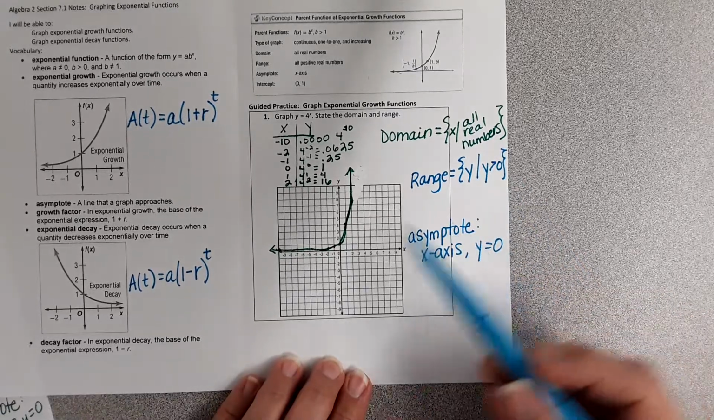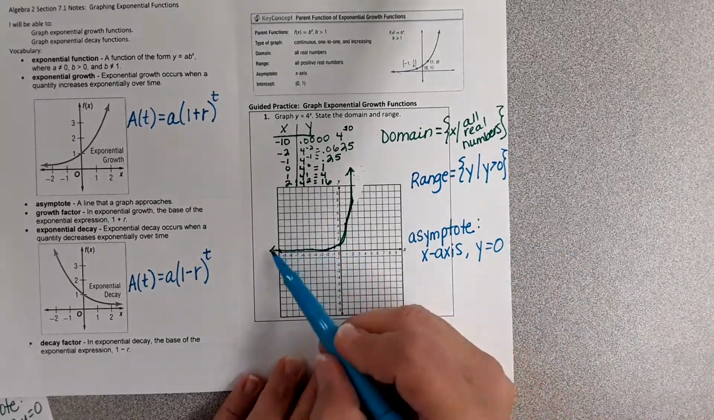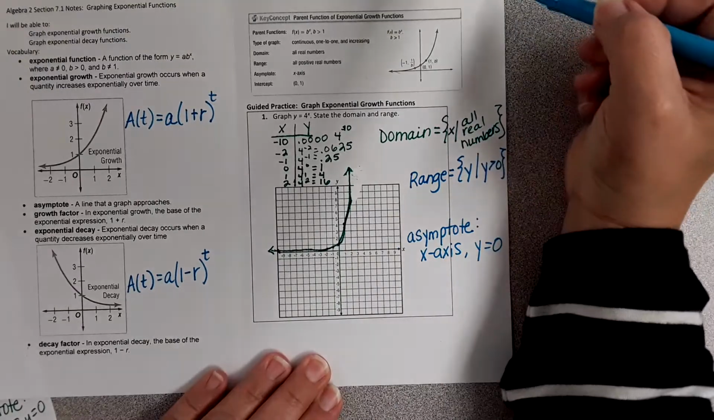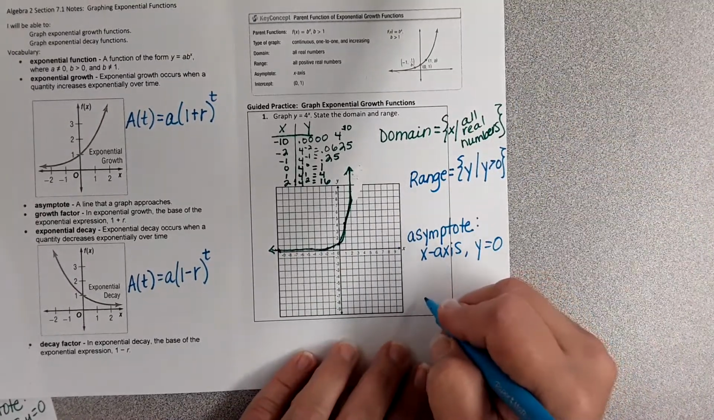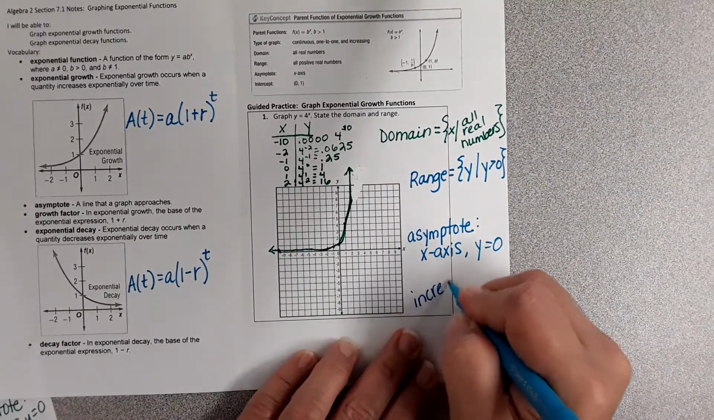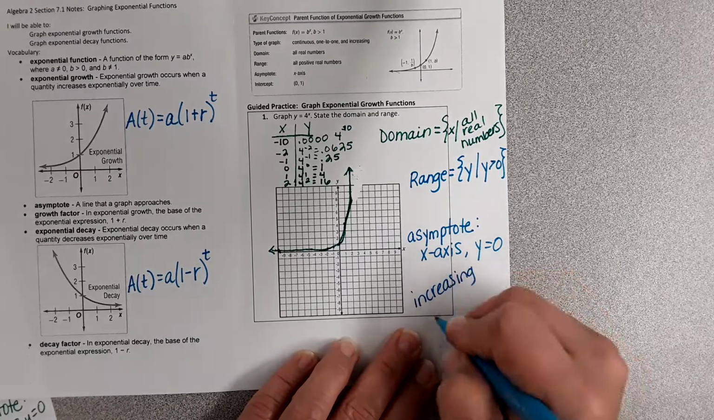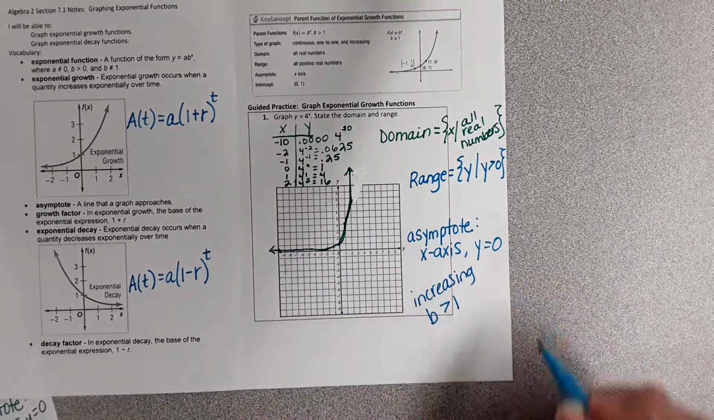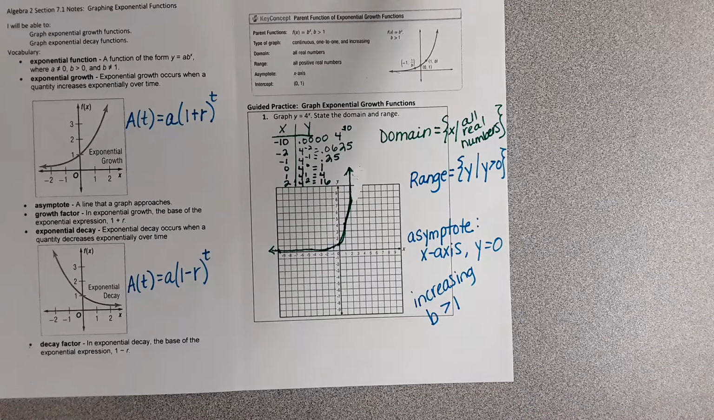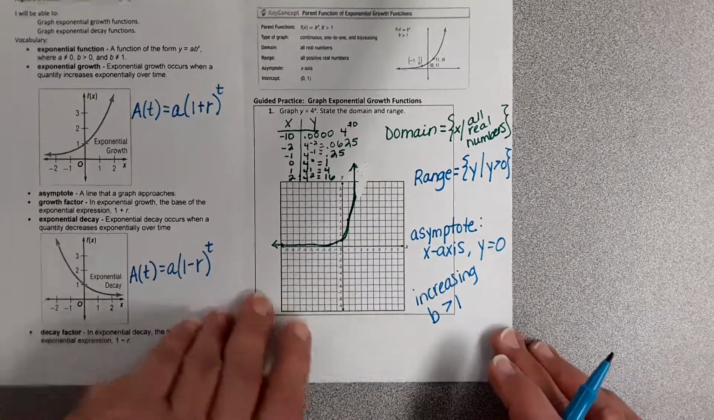So you guys, this is what we call an increasing. It's starting low and it's increasing, okay? So this is increasing, and the other reason that we know it's increasing is because b is greater than 1, and b is what's attached to the exponent.